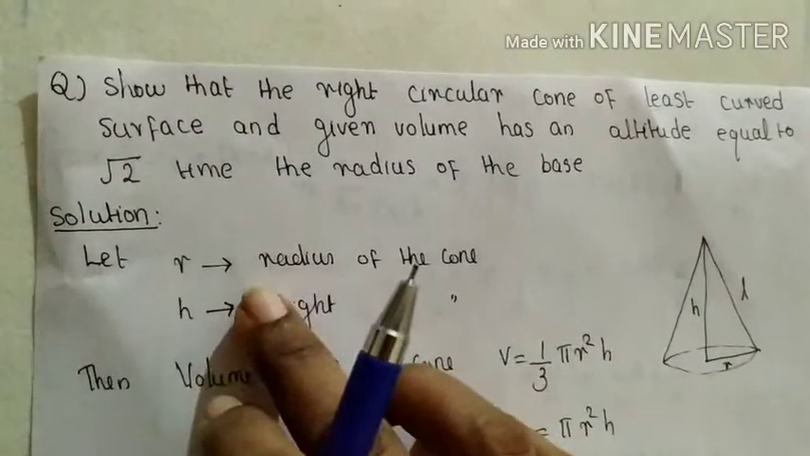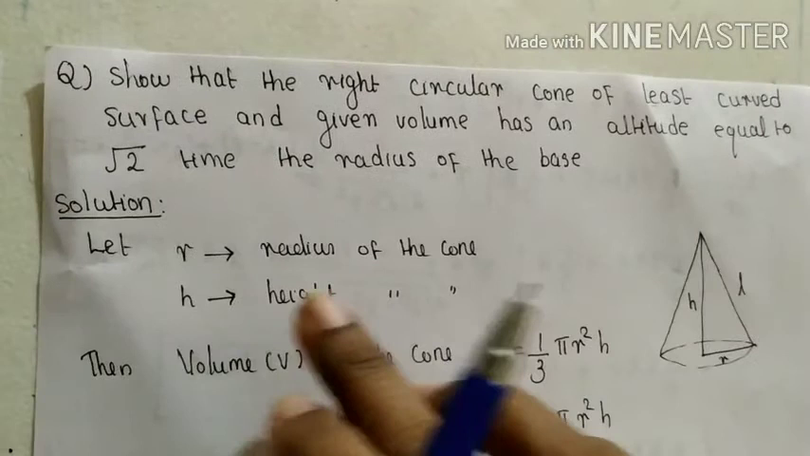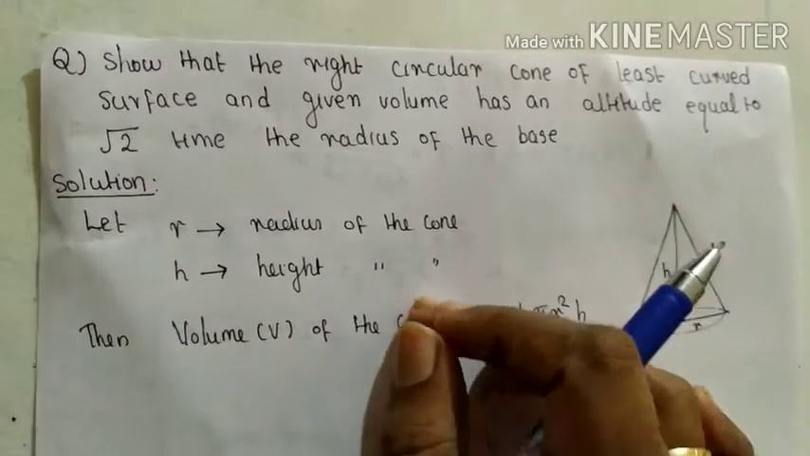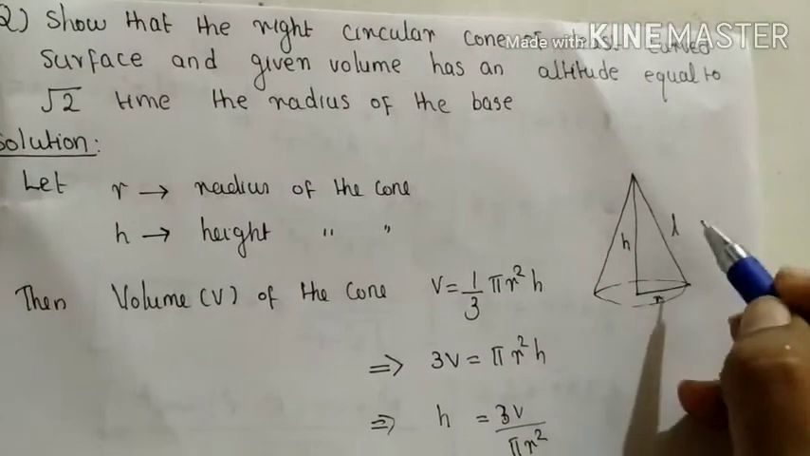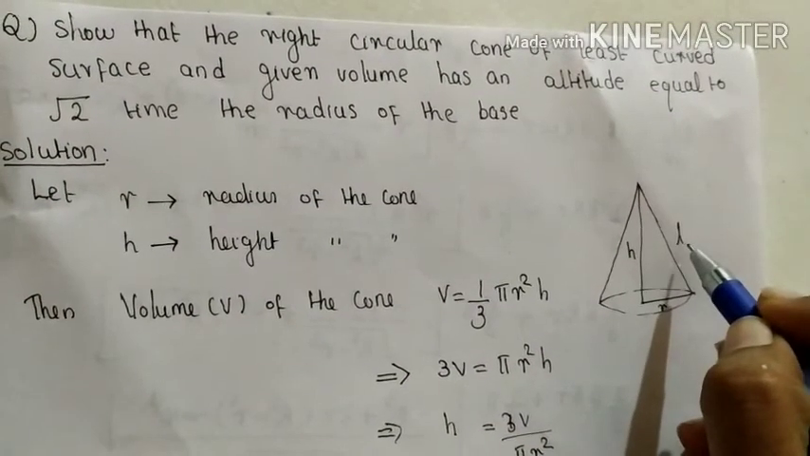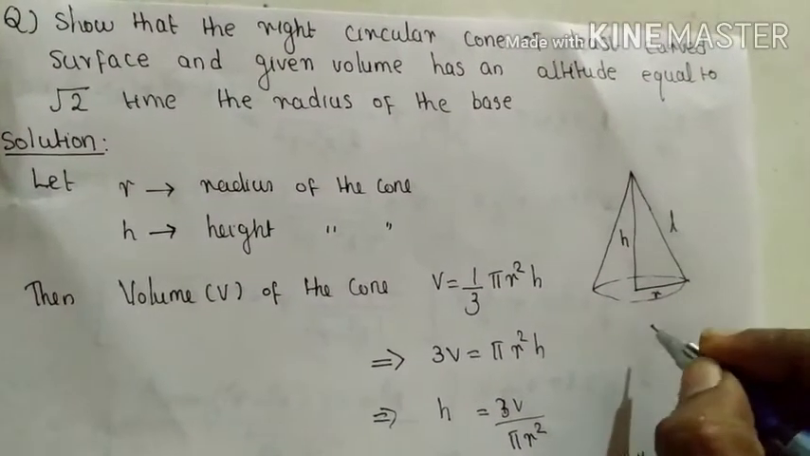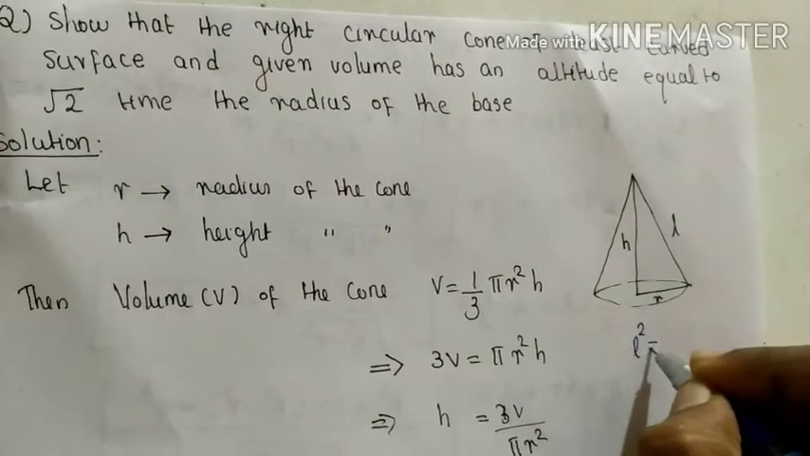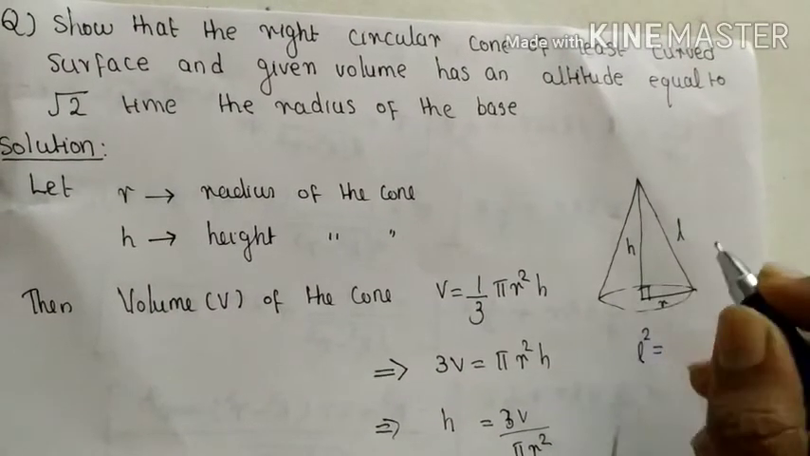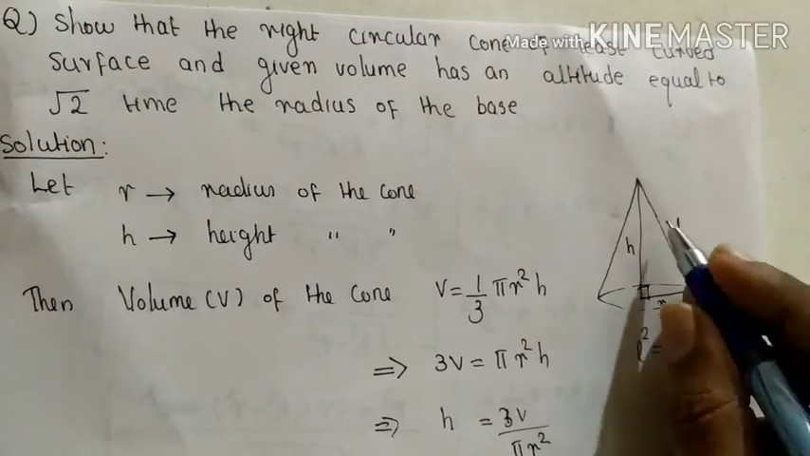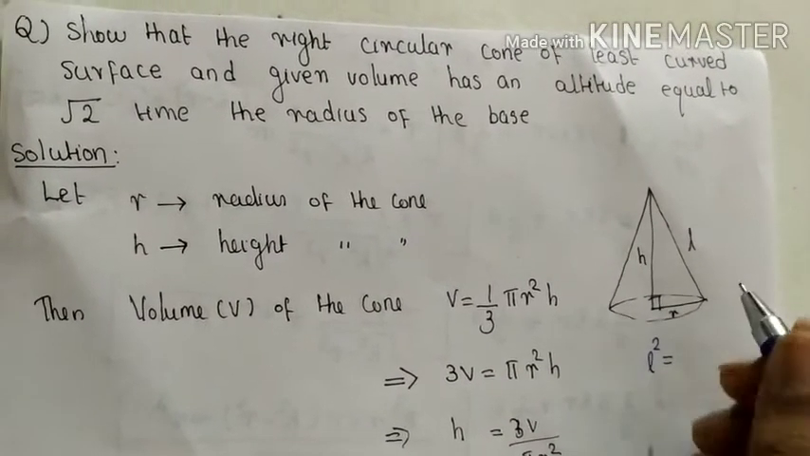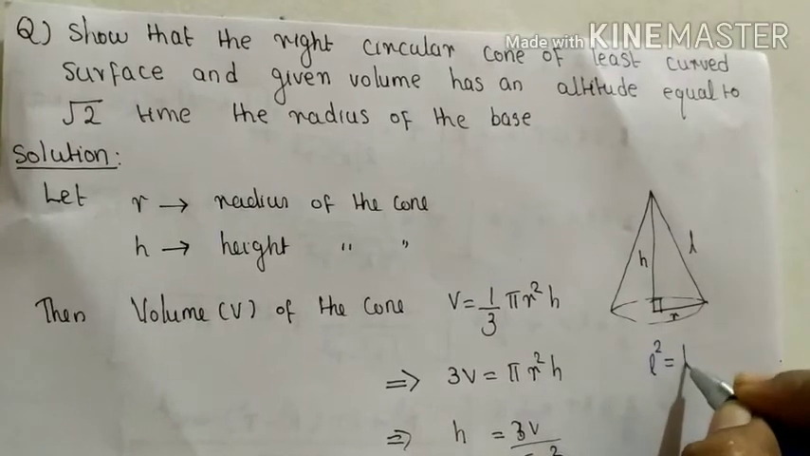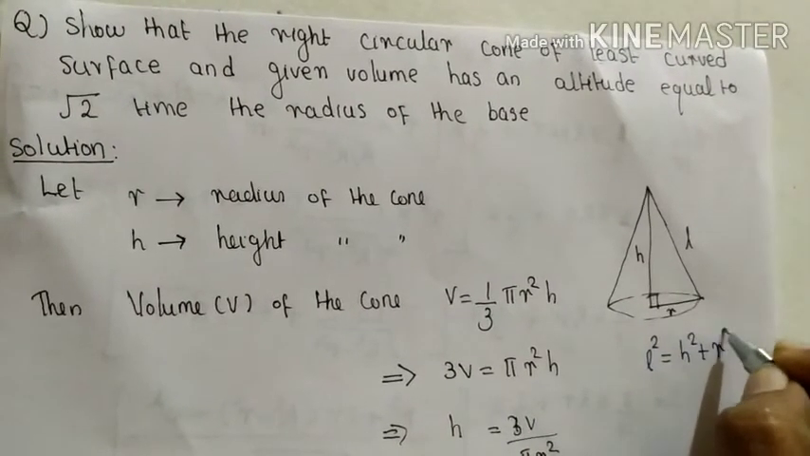Let R be the radius of the cone and H the height of the cone. Let us look at this figure. Here L is the slanting height. This is a right angle triangle, so L is the hypotenuse. Using the Pythagoras theorem, we can write L square equal to H square plus R square.